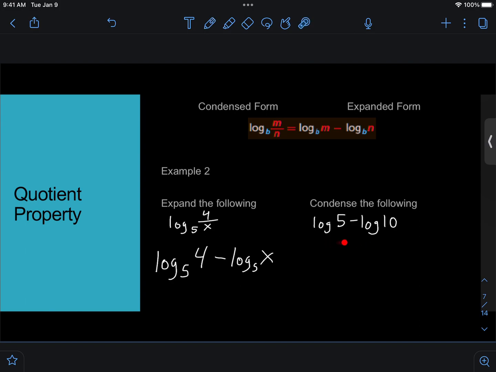And then condensing is just going the opposite direction. Anything positive is going to be on the top of the fraction. Anything negative is going to be on the bottom of the fraction. So this is going to be log base 5 of 5 over 10. And on something like this, the fraction 5 over 10, we can reduce that. So I would expect most of us would answer this as log of 1/2.